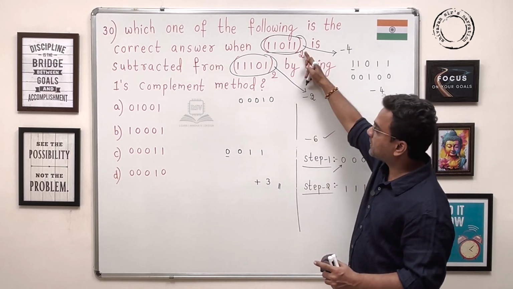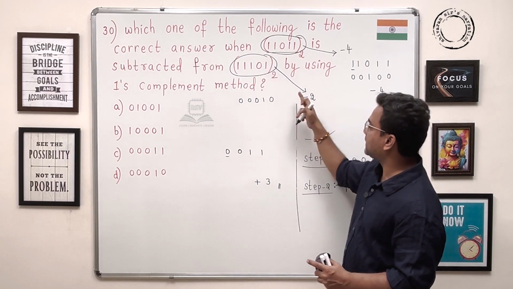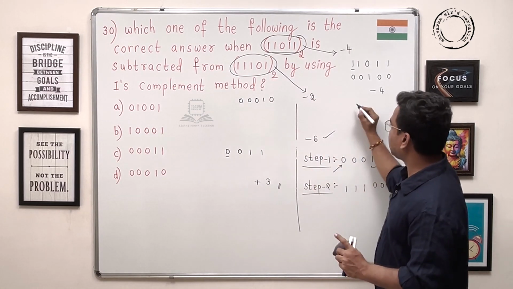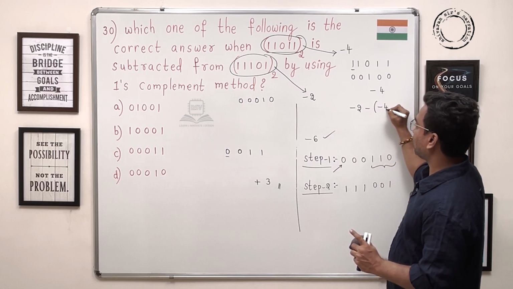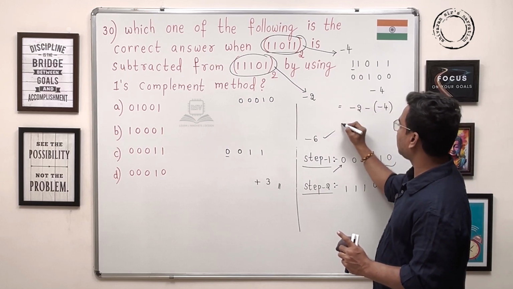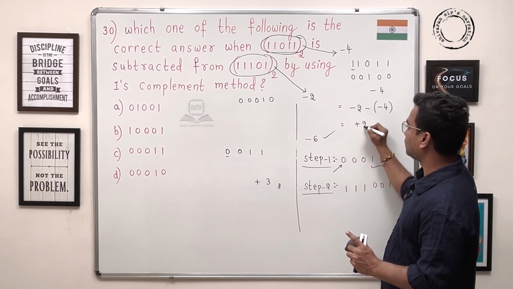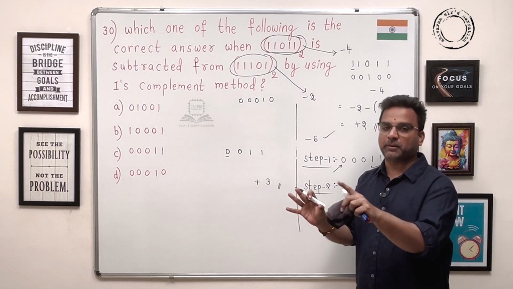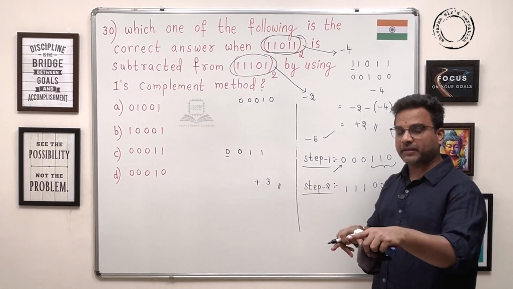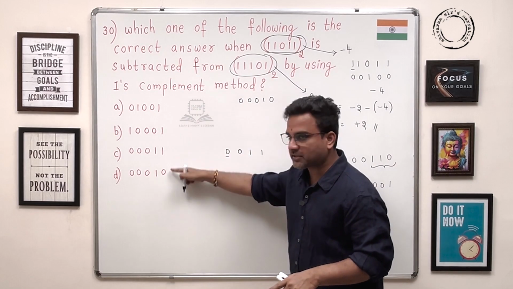We want to subtract this number from this number which is -2. Hence it is like -2 minus of -4. Then guys, what's the number? It is +2, isn't it? Yes. So we understood the decimal value will be +2. Now what will be the representation in this way?